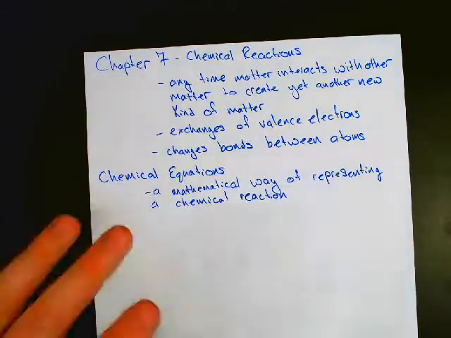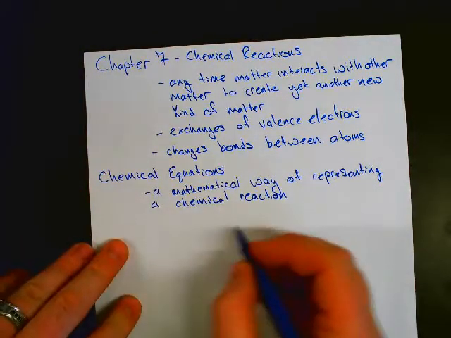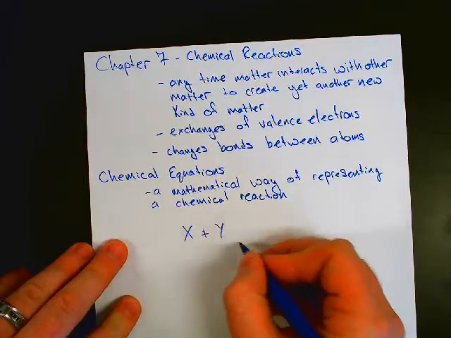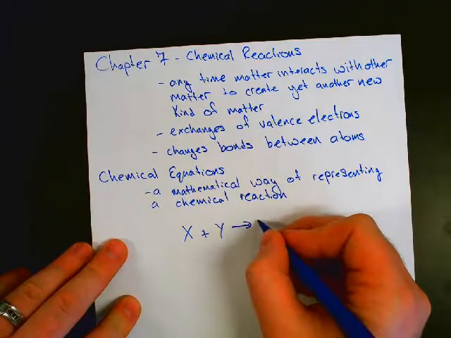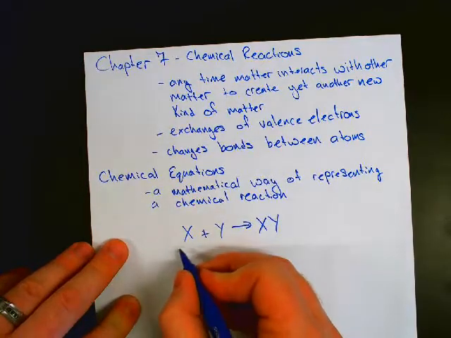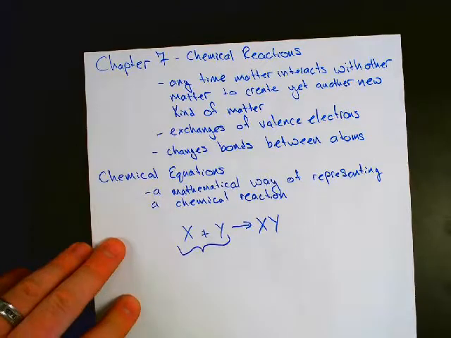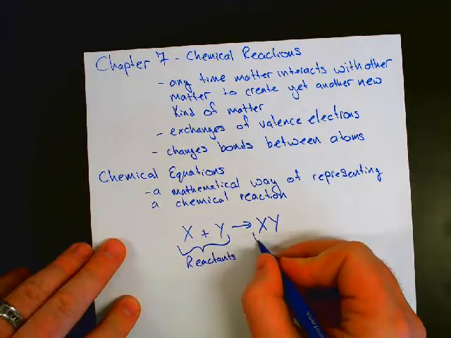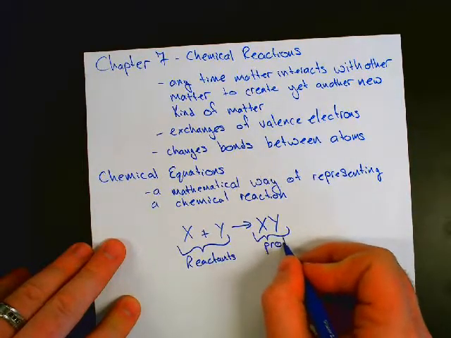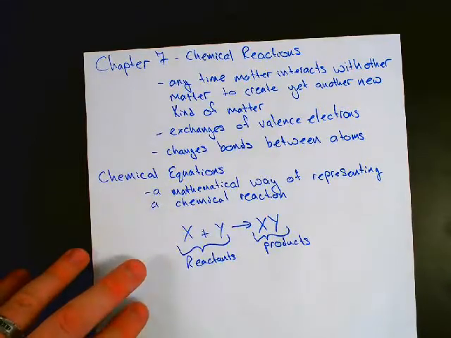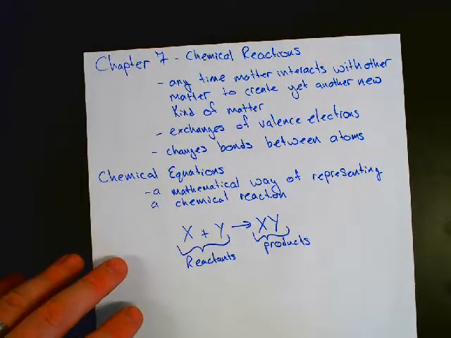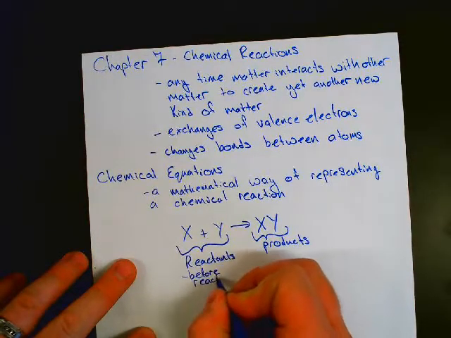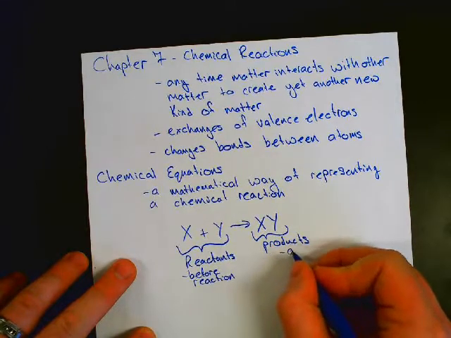Right? Structure for a chemical equation. So if in our equation we have, let's say, some element X plus some element Y, and it reacts to produce some combination XY. Anything on the left-hand side we would call reactants. And anything on the right-hand side we would call products. So the reactants are what you have before the reaction, and the products are what you have after the reaction.